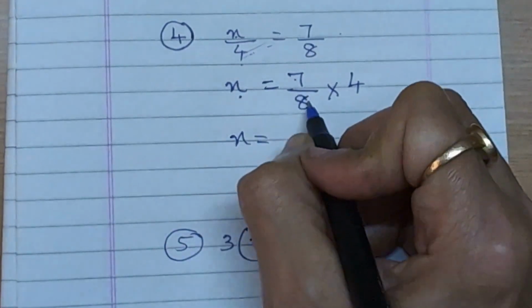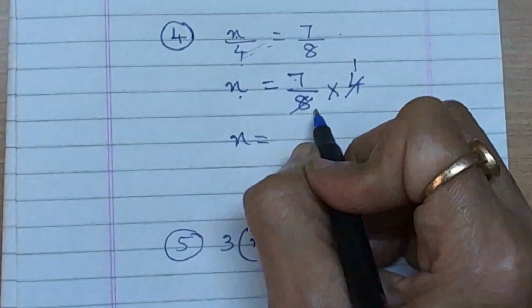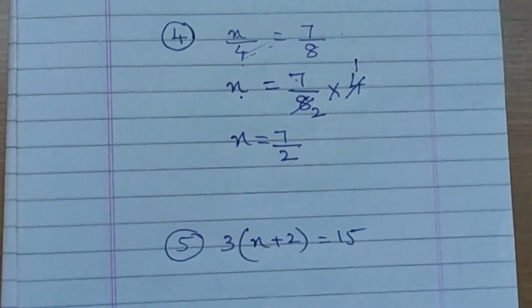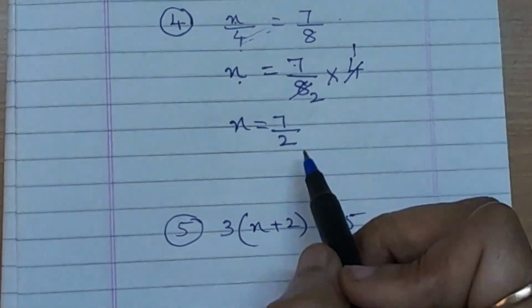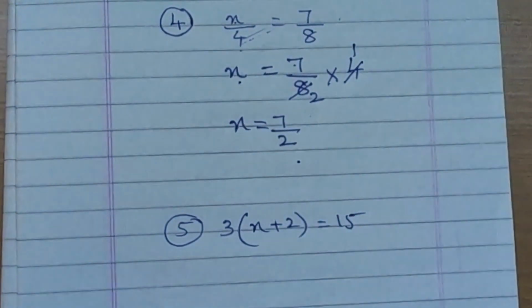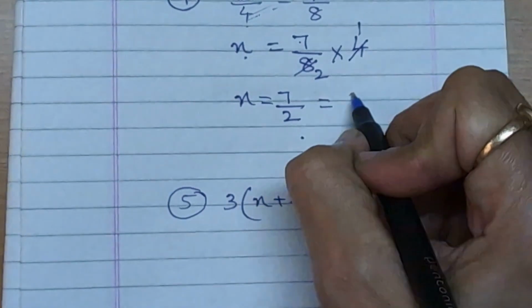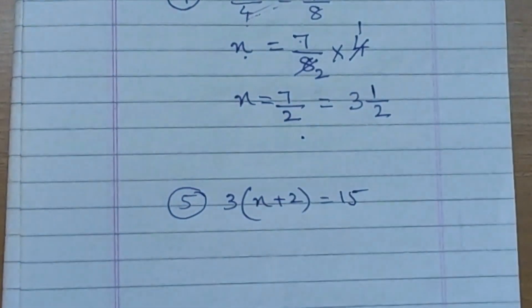Now solve this fraction. 8, this is 1 4s are, 2 4s are. So the final answer is 7 by 2. Okay. And then you have to convert this into a mixed fraction. Don't leave your answer as an improper fraction. So this is 3 1 by 2.